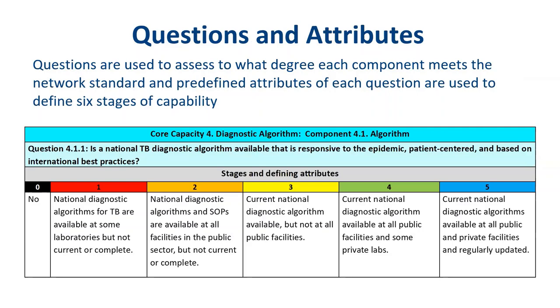So this slide shows some questions in the TIBNET tool. This is a screenshot of the tool where we have different questions and examples of capability stages from 0 to 5. For example, this question looks at whether or not the national TB diagnostic algorithm is available that is responsive to the epidemic, patient centered, and based on the best practices. And we have different possible scores. 0 is a no. The first one, the algorithms for TB are available at some laboratories, but not current or complete. Up to 5, which is the current national diagnostic algorithm is available at all public and private facilities and regularly updated. Next slide, please.